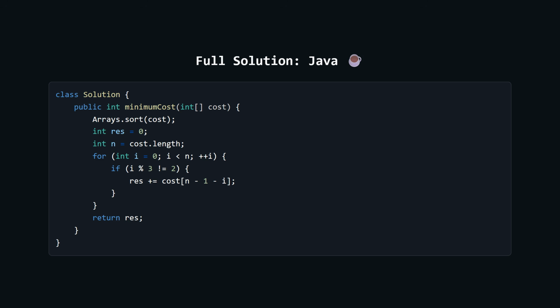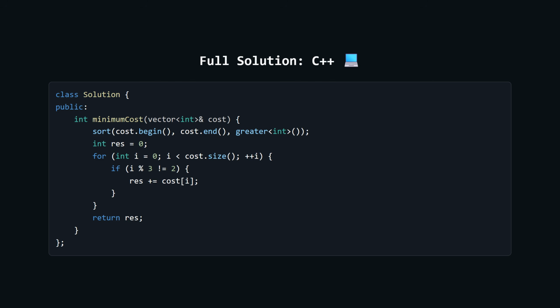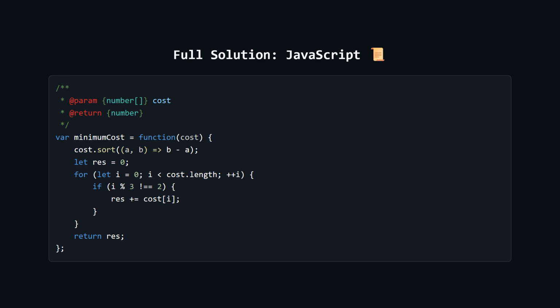Here is the full solution in Java. Note that we sort ascending first, so we just read the array backwards when adding up the costs. Next up, here is the C++ version, using the greater than comparator to sort descending right away. And finally, here is the solution in JavaScript.